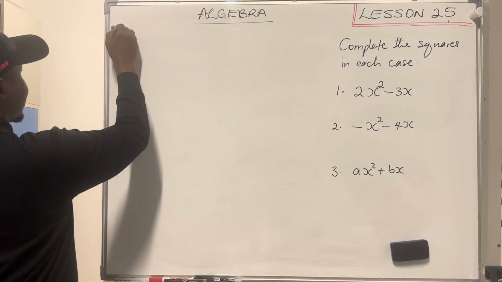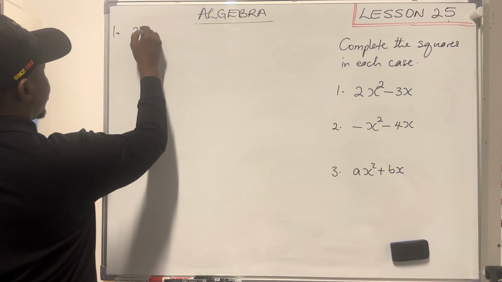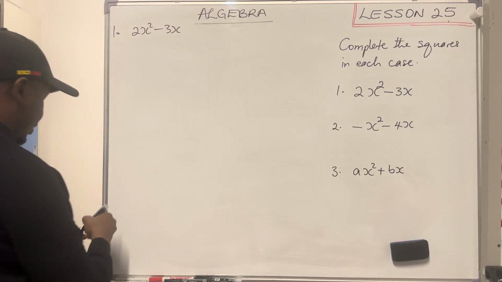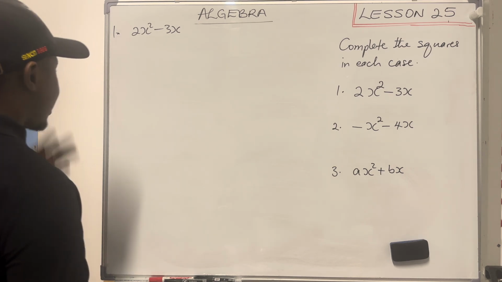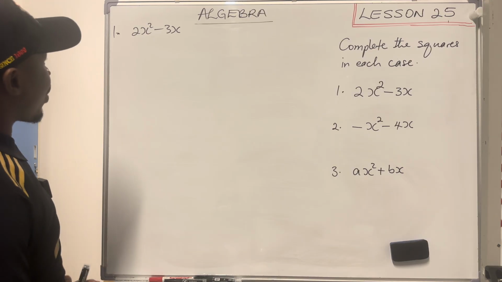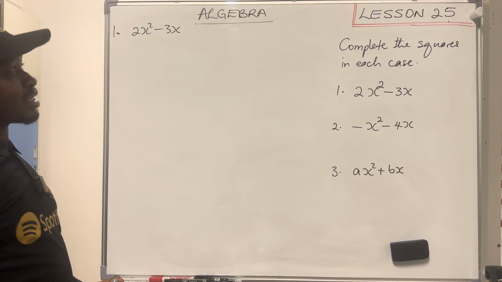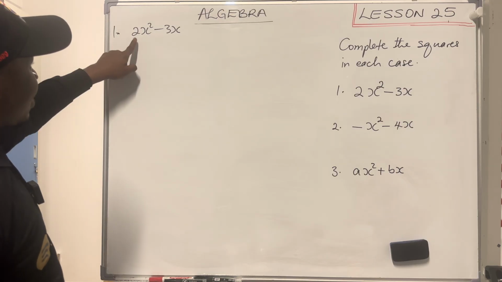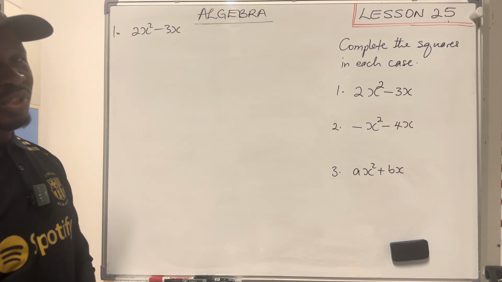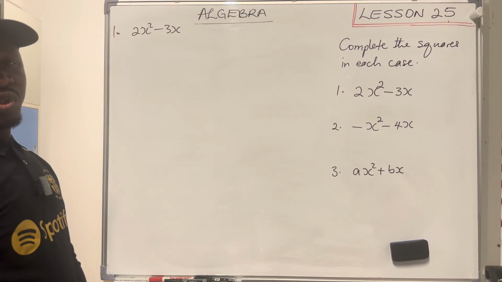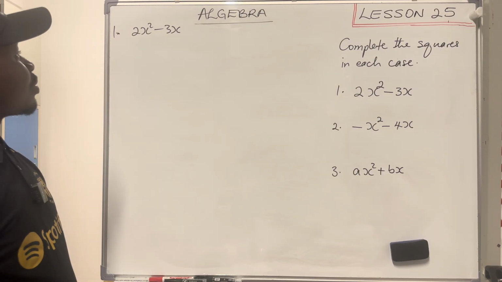The first one says 2x squared minus 3x. All right. So with this one that we have, to complete the square, the first thing we consider is that the coefficient of the squared term must be 1. And what we have here, the coefficient of the squared term is not 1. So what do we have there? We have 2. So we factor out the 2.